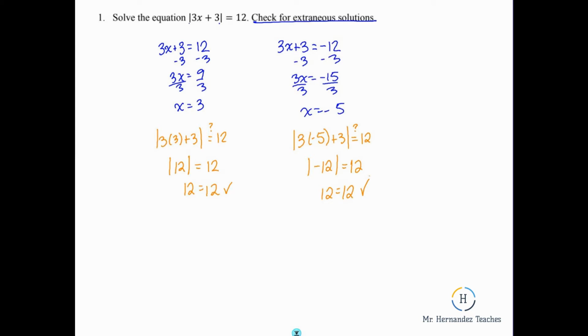So both of our solutions work out. You always want to be careful, though. Always check for those extraneous solutions. Now let's go on to problem 2, solving the inequality and graphing the solution. You always want to isolate the absolute value part first.